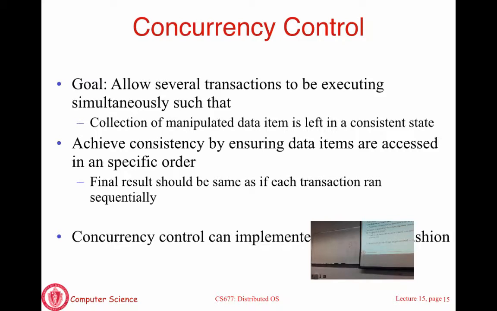You're not in an inconsistent state. You're not overwriting one another. That's really the thing you're trying to avoid. Is that clear? That's the goal of concurrency control. How to do it, we are going to look at. So the final result should be the same as if each transaction were executed sequentially. So concurrency control can be implemented in many different ways.